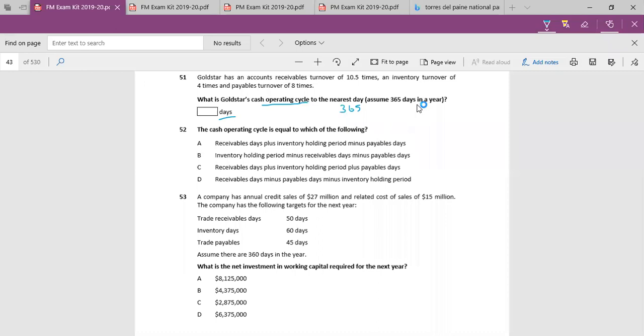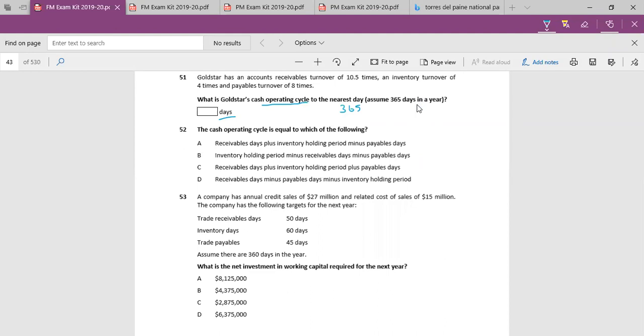Okay, the 51st question. It says that Gold Star has an accounts receivable turnover of 10.5 times, inventory turnover of 4 times, and payables turnover of 8 times. We are asked to calculate what the cash operating cycle is in days, to the nearest day. The turnover ratios are only given as number of times, not expressed as number of days.